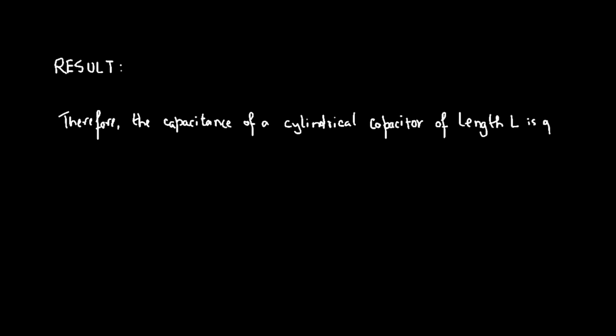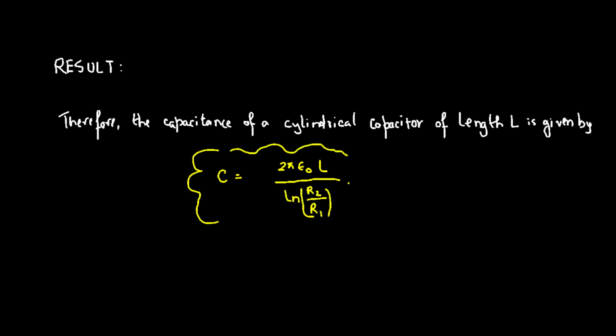Result: therefore, the capacitance of a cylindrical capacitor of length L is given by C equals 2 pi epsilon naught L divided by the natural log of R2 over R1.